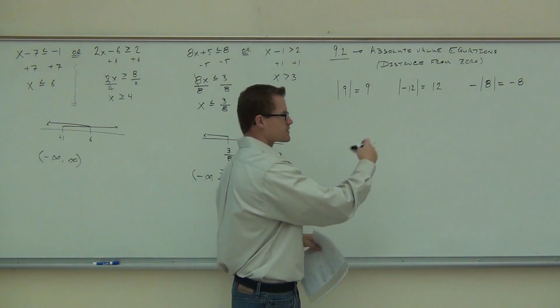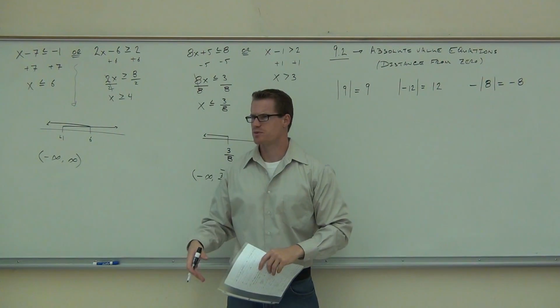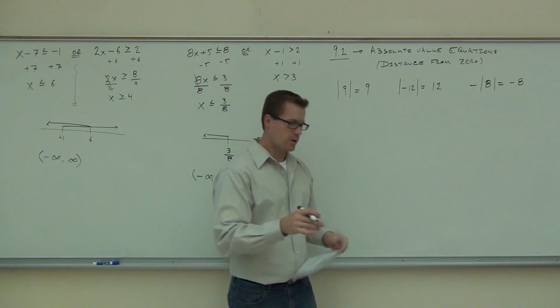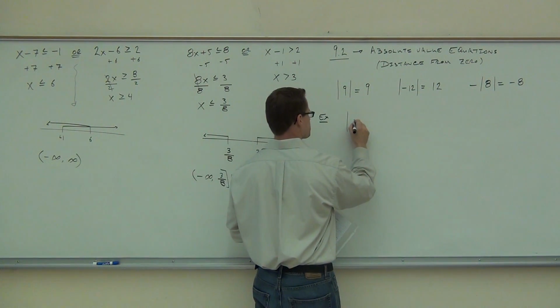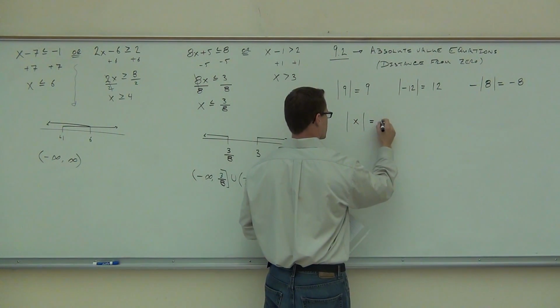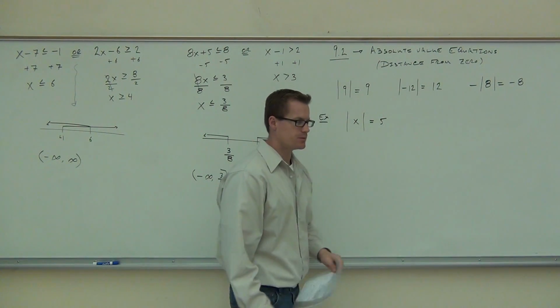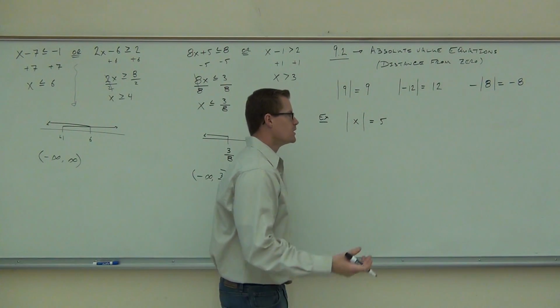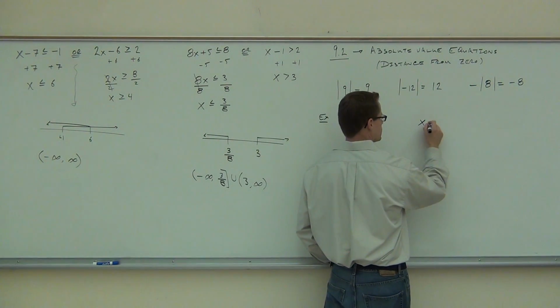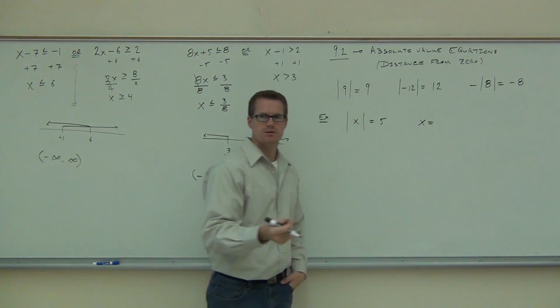Now this is all fine and good. This is stuff you've had before. This is all the way back in like pre-algebra days. What we haven't really talked a whole lot about is what happens if you have an equation. So for instance, what if the absolute value of x equaled a number? Could you tell me how much x is?